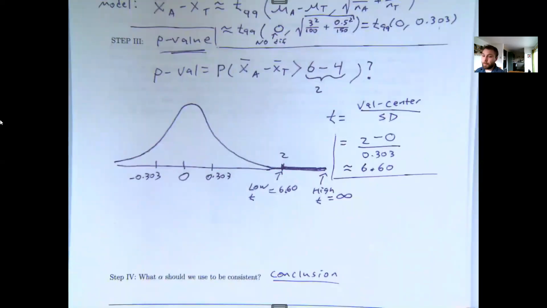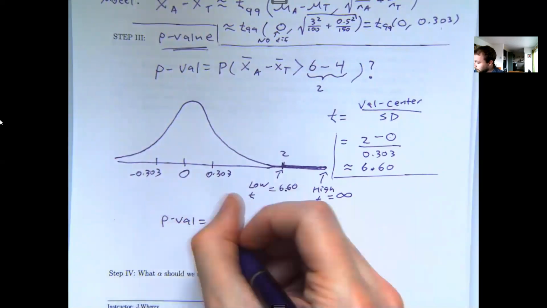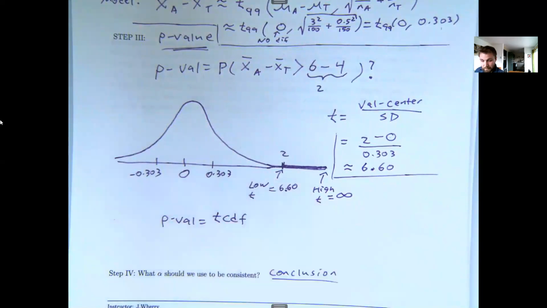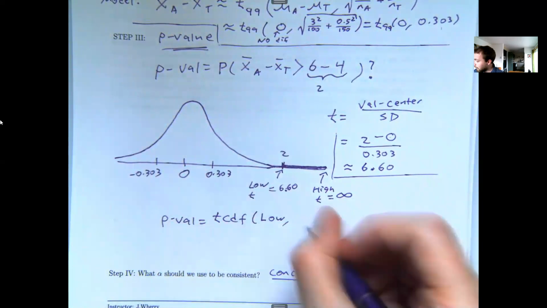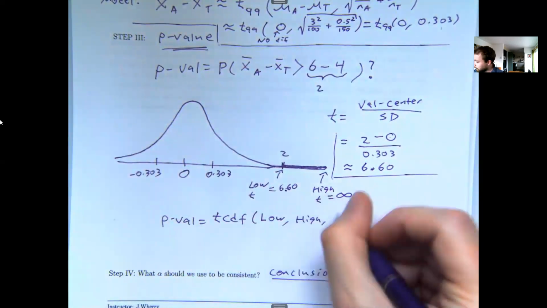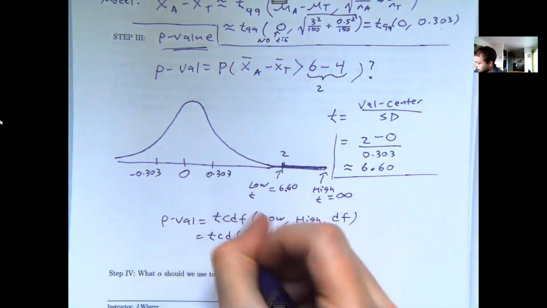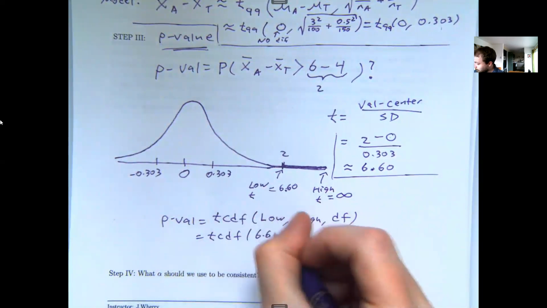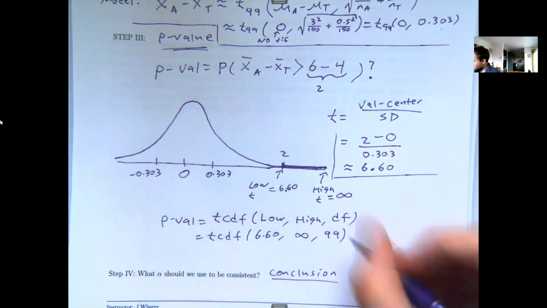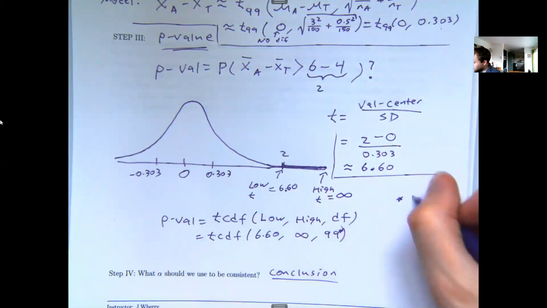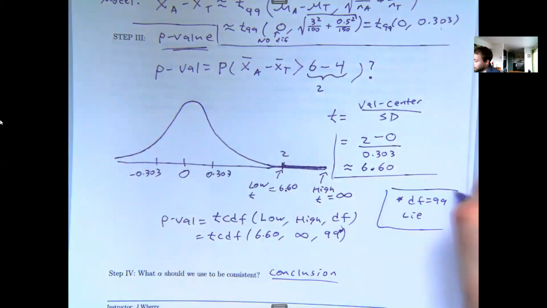And a reminder to look up t-scores, I'm using my graphing calculator, and I'm using the tcdf function. tcdf works by taking the low value of the interval, the high value of the interval, and then your degree of freedom. In our case, I have tcdf of 6.60, comma, infinity. My degree of freedom is 99. I'm actually going to put an asterisk there. Reminder, when I'm saying degree of freedom equals 99, I'm lying to you a little bit there. It might be a different number.